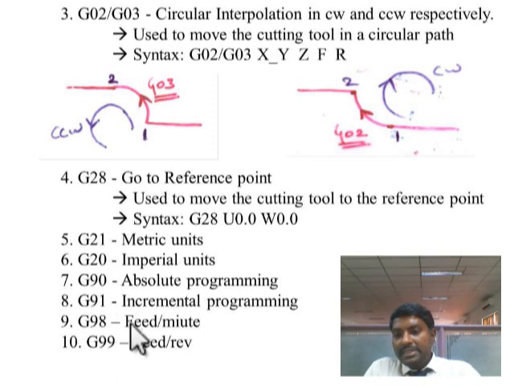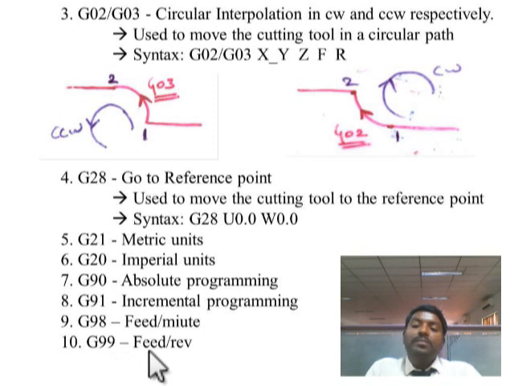So next one is G98. G98 means feed per minute. G99 means feed per revolution. What do you mean by feed? Feed is the movement of the cutting tool per revolution of the workpiece in case of a lathe, and it is defined as the movement of the cutting tool into the workpiece per rotation of the tool in case of a milling machine. So it can be either in terms of feed per minute or feed per revolution. If we want to give the feed in terms of feed per minute, we have to use the G98 code. If we want to give the feed rate in terms of per revolution, we have to use G99 code.